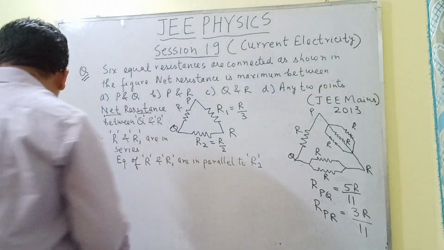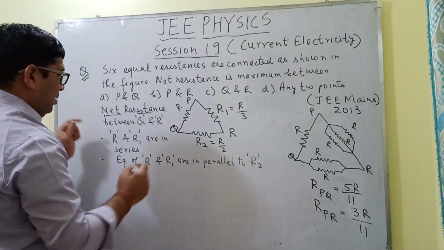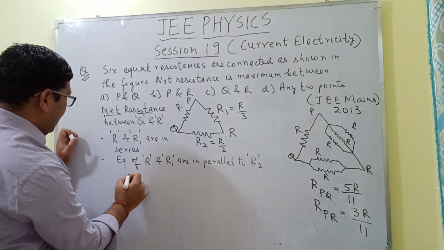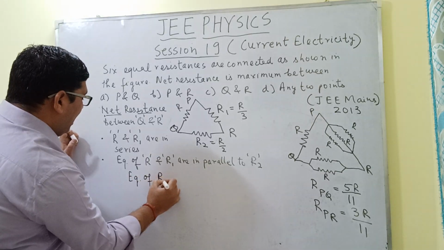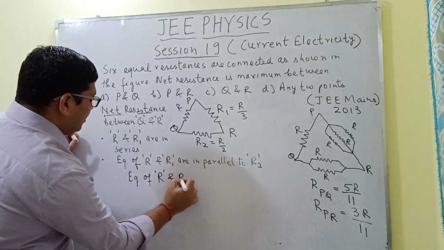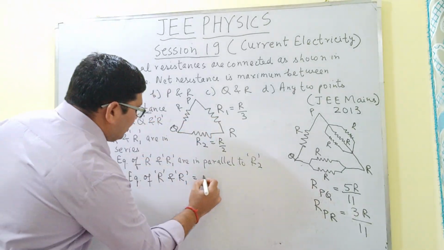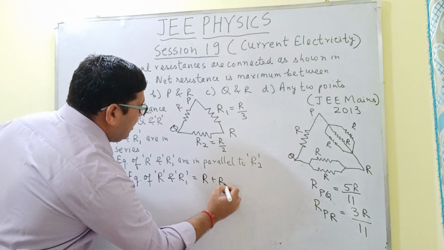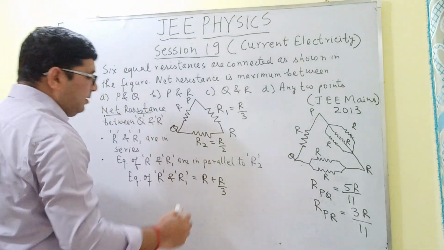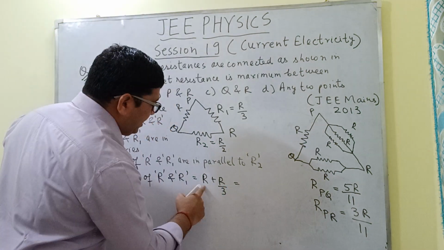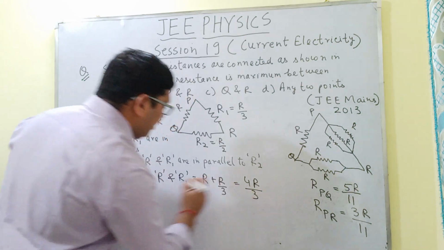Okay? So now the equivalent of R and R1 is what? The equivalent of R and R1 will be equal to R plus R by 3, because these two are in parallel. So this will be 3R plus R, that is equal to 4R by 3.